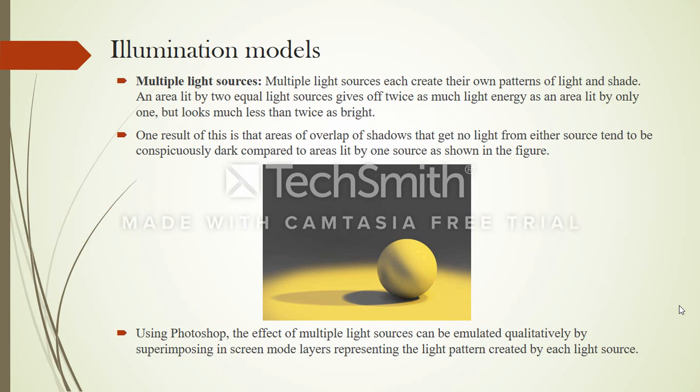Multiple light sources. Multiple light sources each create their own pattern of light and shade. An area lit by two equal light sources gives off twice as much light energy as an area lit by only one, but looks much less than twice as bright. One result of this is that areas of overlap of shadows that get no light from either source tend to be conspicuously dark compared to areas lit by one source, as shown in the figure below.